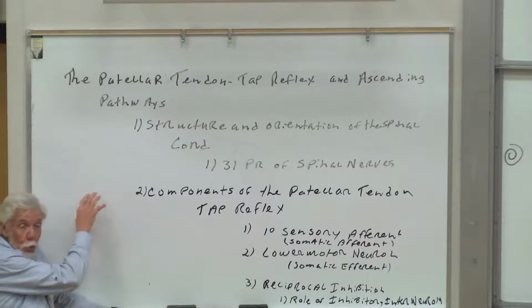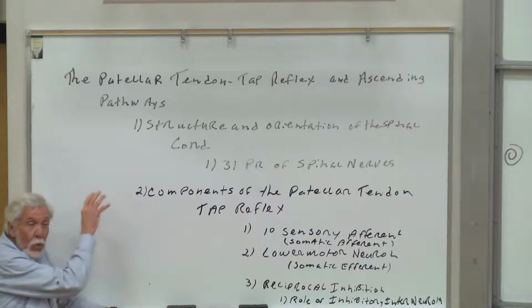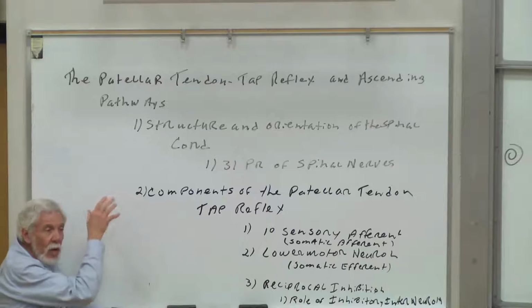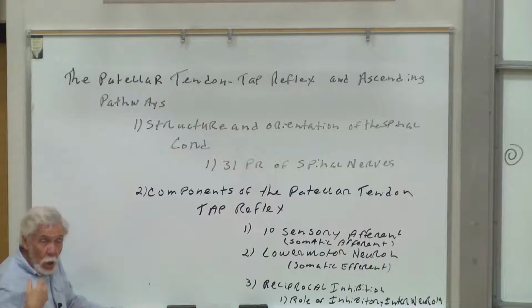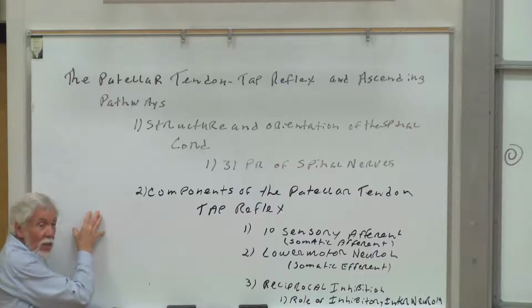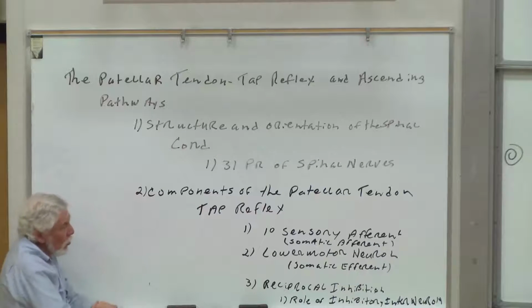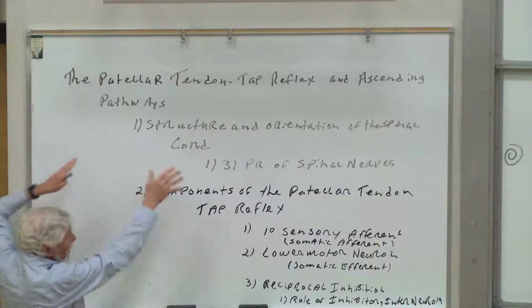This is really unusual. There are not many simple situations where we have a primary sensory afferent synapsing directly onto a lower motor neuron. But in fact, in this case, this is where we see this. Usually, there's an interneuron in between. So what we'll do is we'll lay this thing out.